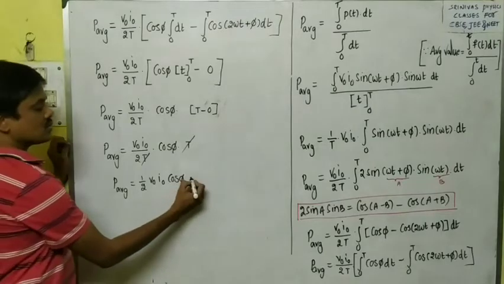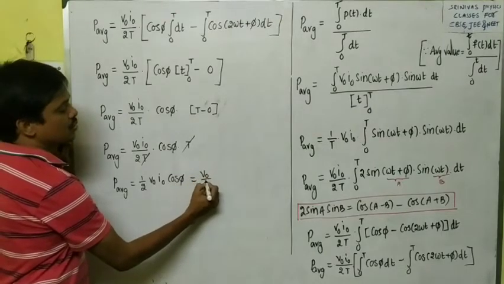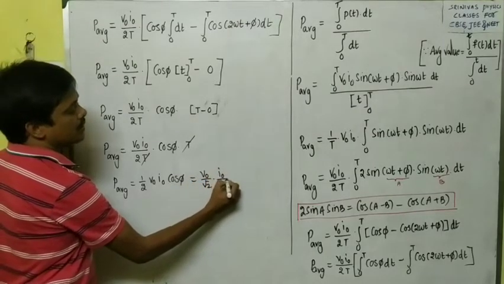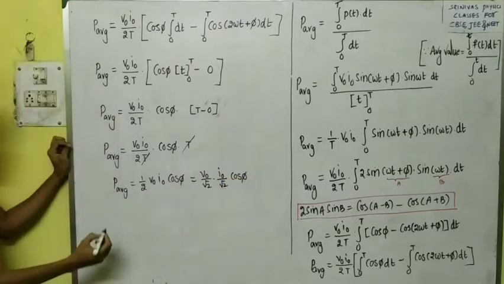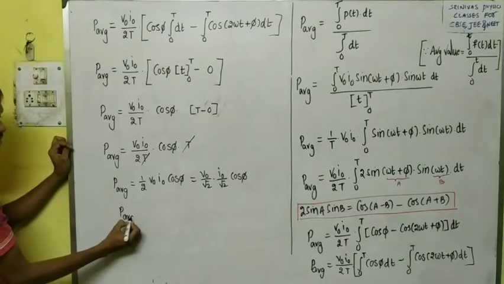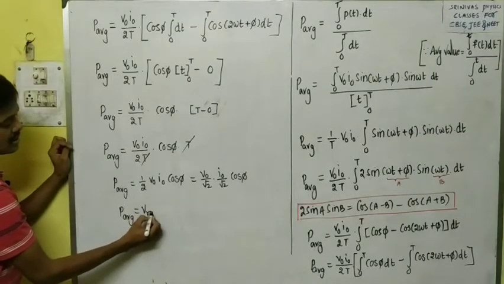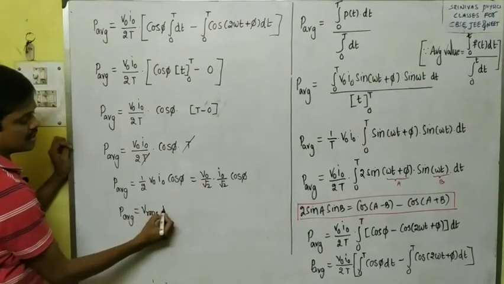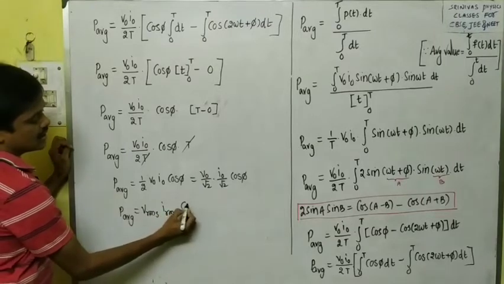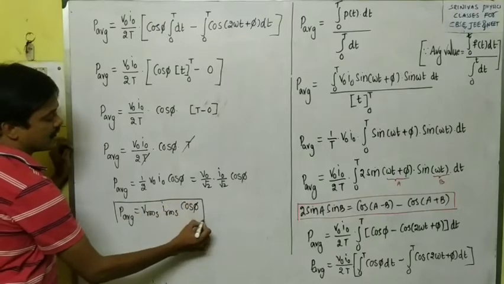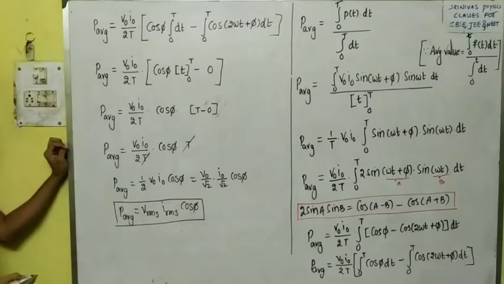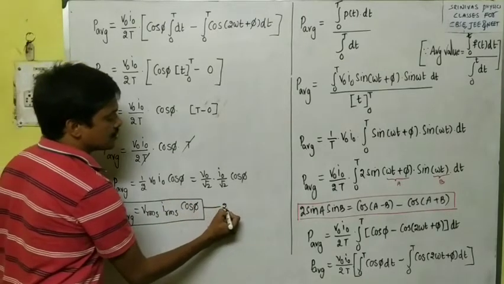And this we can also write like this: V naught by root 2 into I naught by root 2 into cos phi. We know that V naught by root 2 is VRMS, right? This is the VRMS, and I naught by root 2 is IRMS, and this is the cos phi. This is the formula for the average power in LCR circuit.